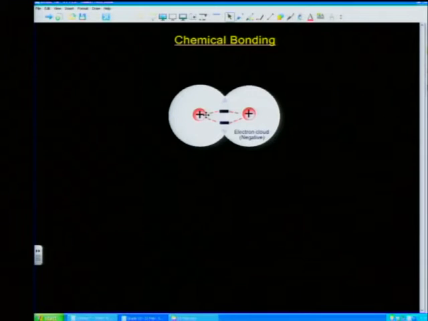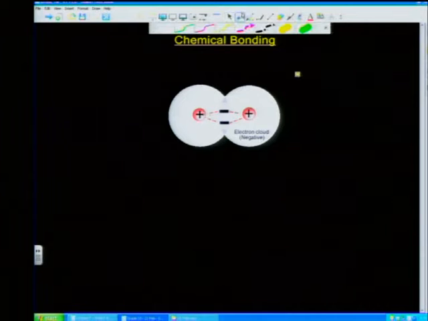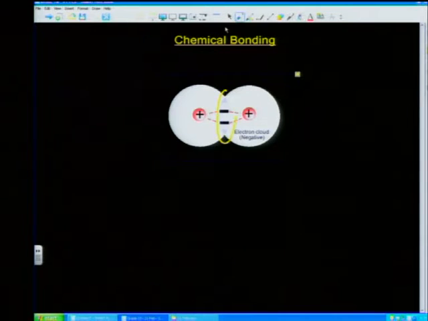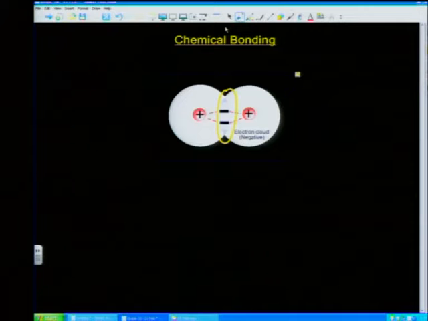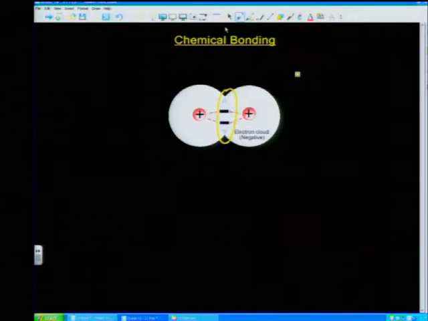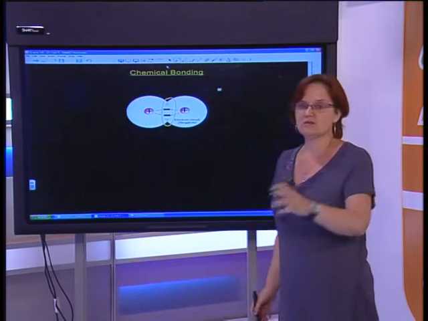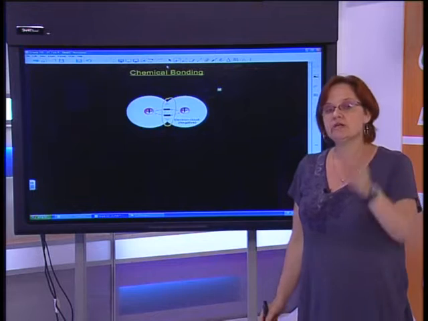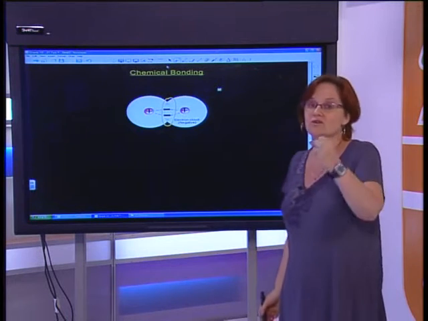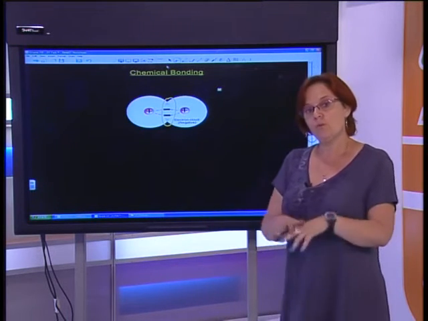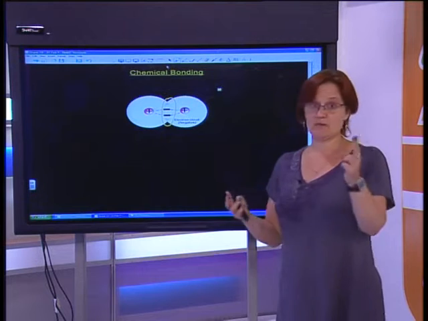Now, the reason why I've specifically wanted you to see that we have this overlap over here in the middle is because that is actually a very important part of the bond, because that overlap results in a sharing of electrons, and that sharing of electrons is the whole point of the bond. Remember, when we looked at orbitals, we said that they had to come in pairs.